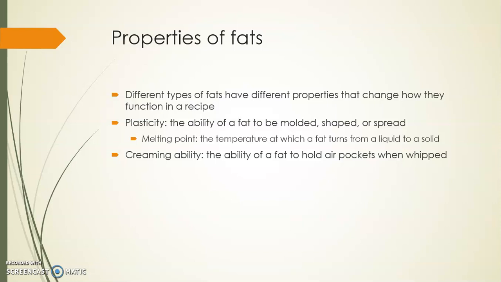Another property that's really important for baking is creaming ability. And creaming ability is the ability of a fat to hold air pockets when it's whipped or beaten or creamed. So if you've ever made a cake or cookies from scratch, you start out by creaming your butter with your sugar. And what that is doing is it's incorporating little bits of air into your butter so that your cookies or cake end up with a lighter texture because they have all those little air bubbles in them. So remember plasticity and creaming ability, and we're going to talk about those for each of our different kinds of fats.